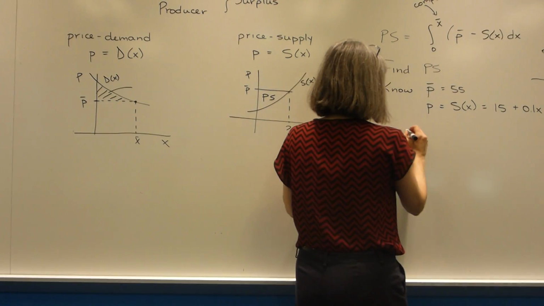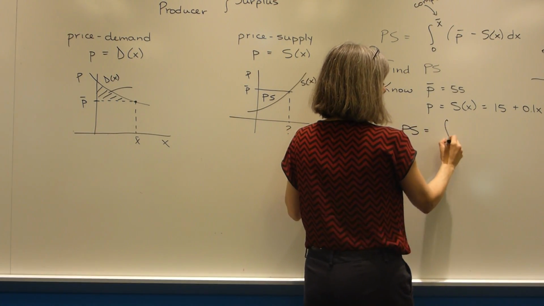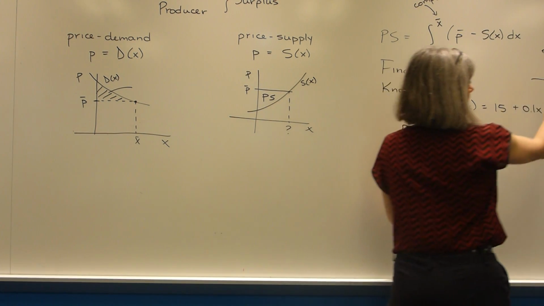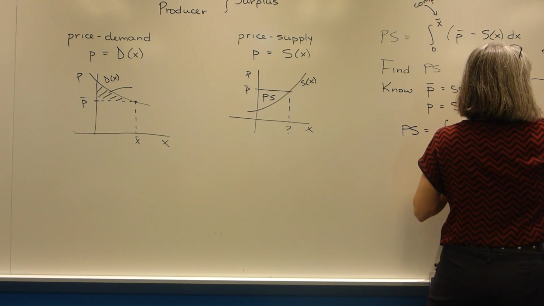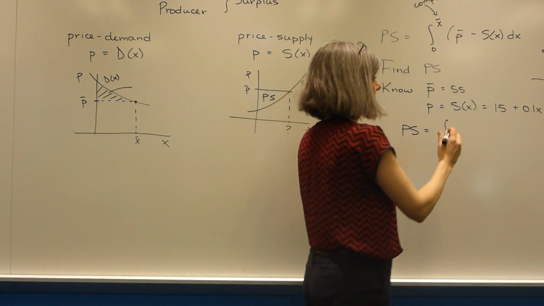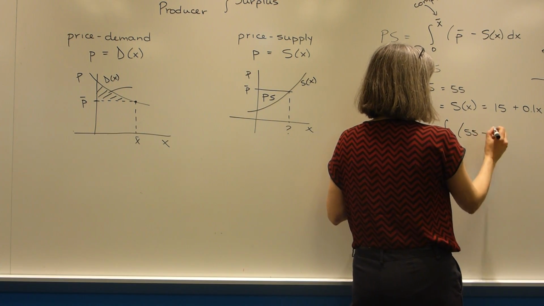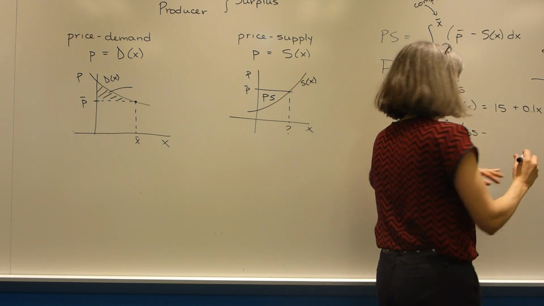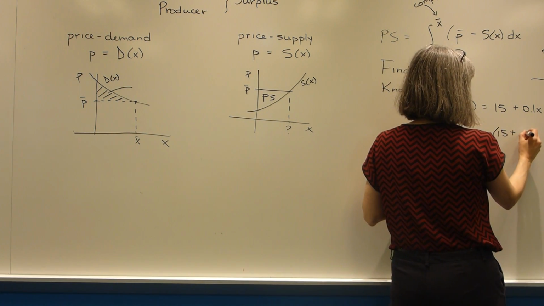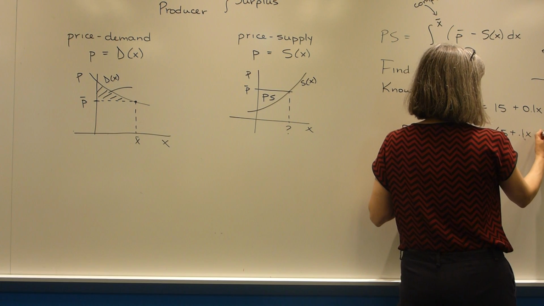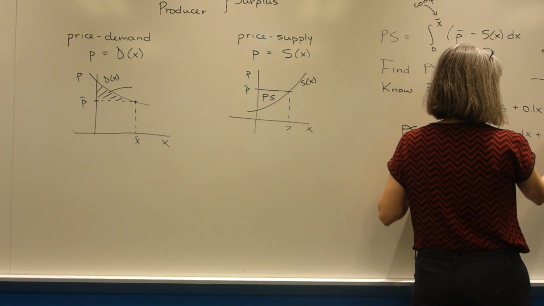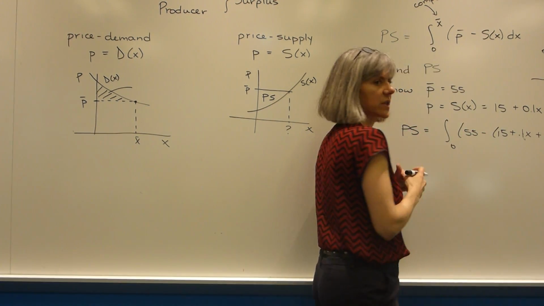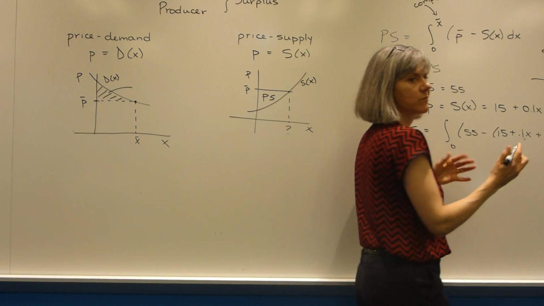So I know that for my producer surplus, I'm going to integrate the top curve. Which one's the top curve now? The 55, the horizontal line. Again, you can draw an arrow down from top to bottom if that helps you. So we're going to start with 55, and we're going to subtract this whole thing. Please use parentheses until you have adjusted all your negative signs. So 15 plus 0.1x plus 0.003x squared, all of that, from 0 to, oh no, we don't know yet.